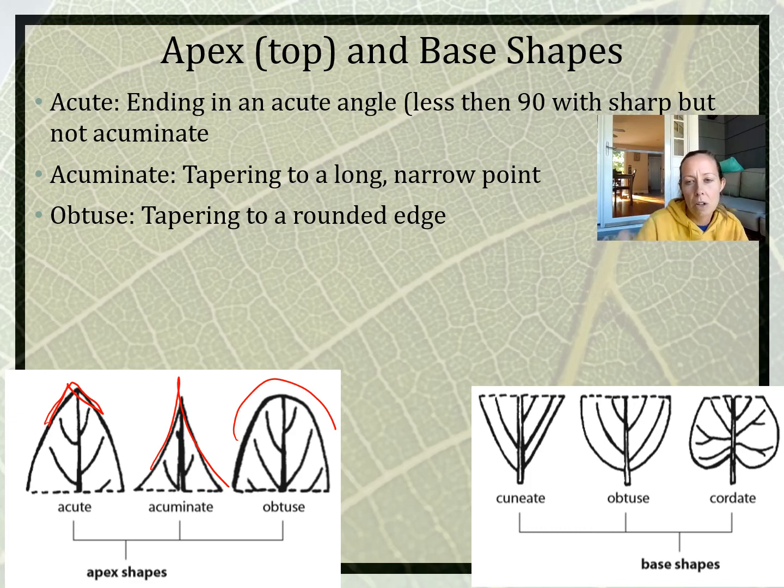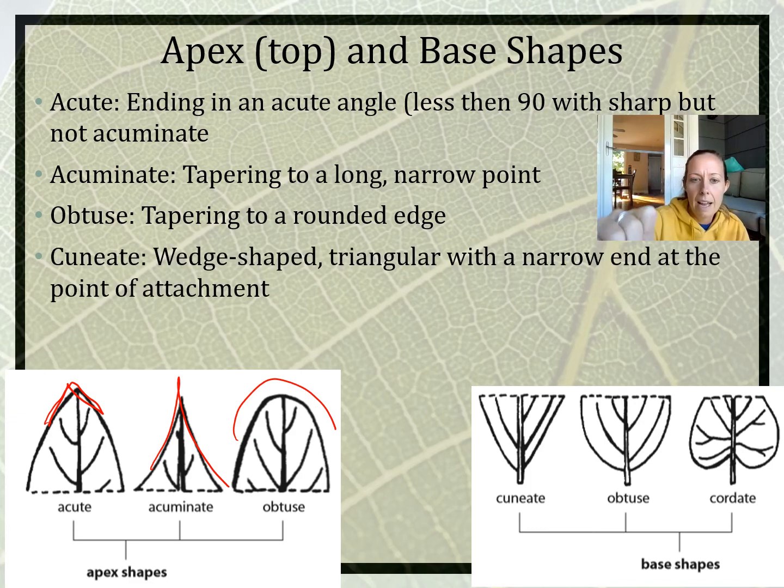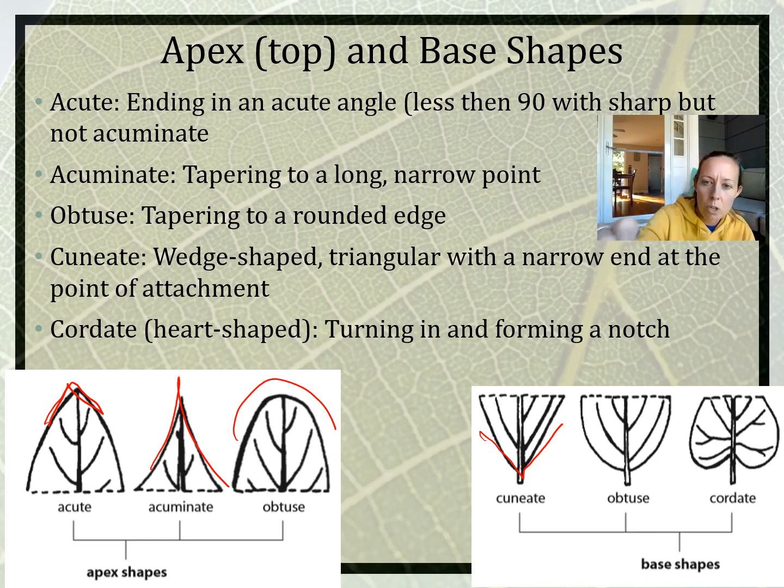And then obtuse is also a base type, right? You have cuneate for a base, and here it's going to end in a wedge shape or triangle shape. You have cordate, which we said earlier is that upside-down heart shape. This is a heart, right? And then you have obtuse, which is just like the other obtuse, where it's going to be rounded.